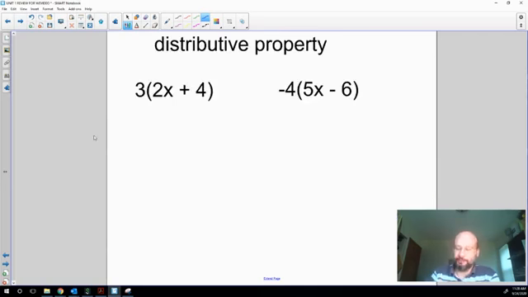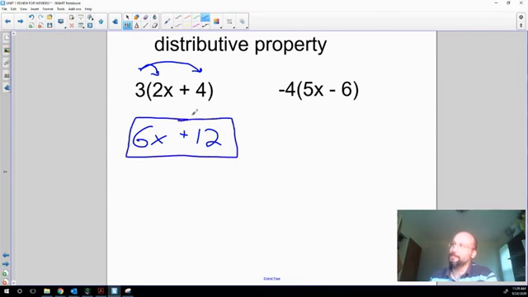So then we talked about the distributive property, where you take what's on the outside of the parentheses and distribute it to the inside using multiplication. So if it's on the outside of the parentheses, it's got to go to everything on the inside. 3 times 2 is 6x. 3 times 4 is 12. And that's it. This has an exponent. This doesn't. So this is your final answer.